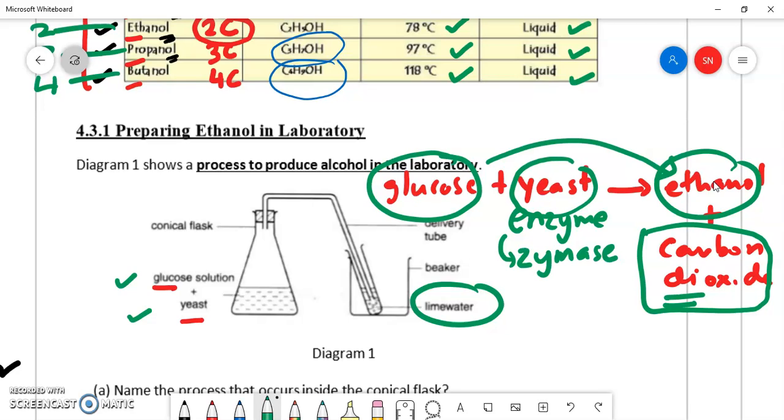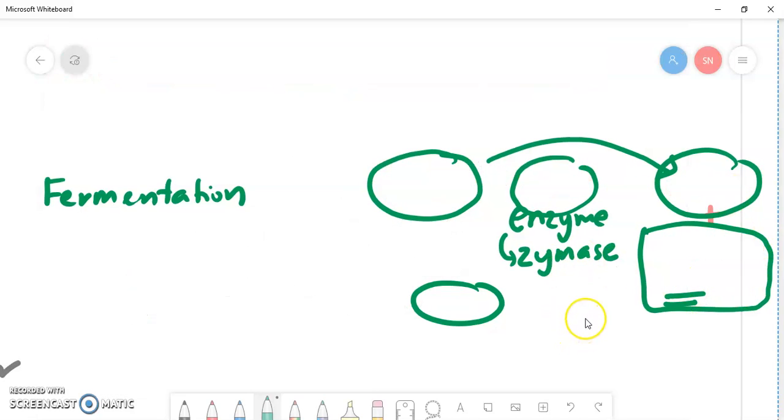Now this process which we talked about is called fermentation. So let's fill in the blanks.